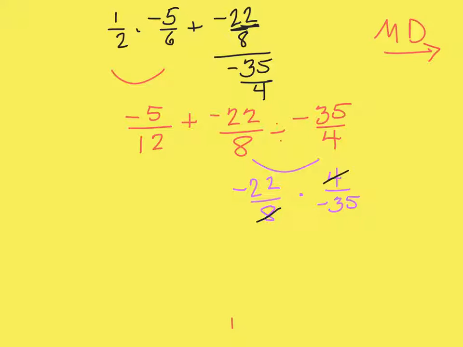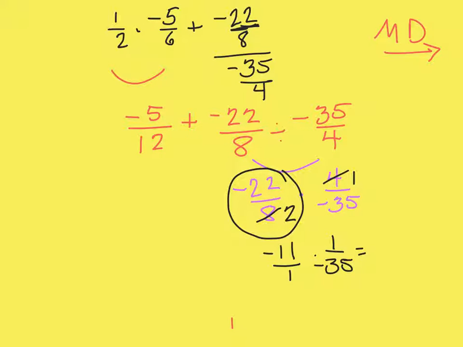I should right away notice that 8 and 4 have a greatest common factor of 4. 8 divided by 4 is 2, and 4 divided by 4 is 1. So multiply straight across, keep the top with the top and the bottom with the bottom. And I'm actually going to stop myself here before I do anything else, because if I look at this, 22 over 2 can be reduced to negative 11 over 1 times 1 over negative 35. Now I have the top with the top and the bottom with the bottom, and I end up with negative 11 over negative 35. Well, a negative divided by a negative is a positive, so that really equals 11 over 35.